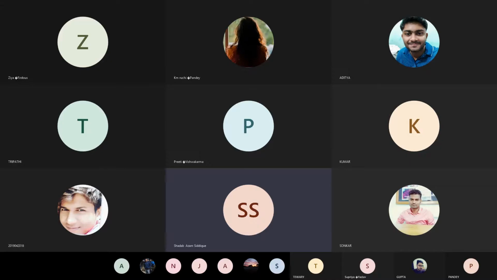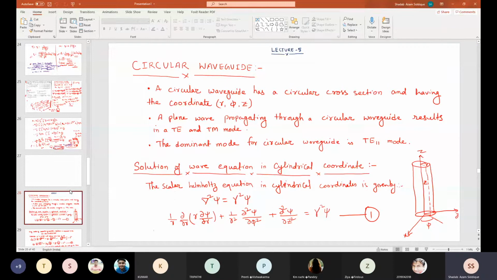In the previous lecture, we went through the waveguide: applications, advantages, and disadvantages. Then we went through the rectangular waveguide, the solution of the wave equation in the rectangular waveguide, the TE mode, TM mode, dominant mode, and evanescent mode. We also discussed power transmission through the waveguide, and we went through a problem for the TE10 mode.